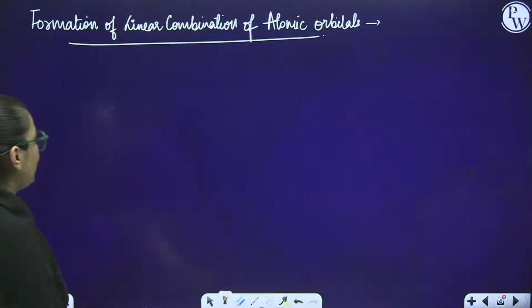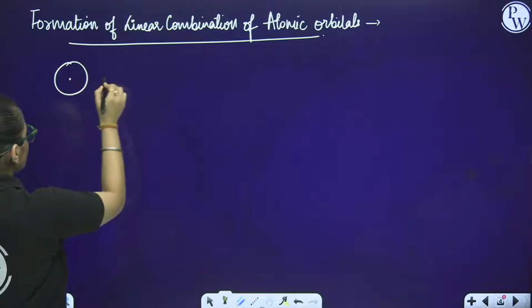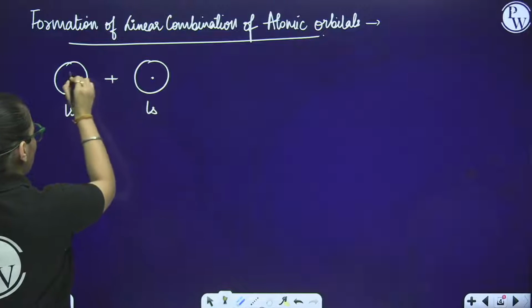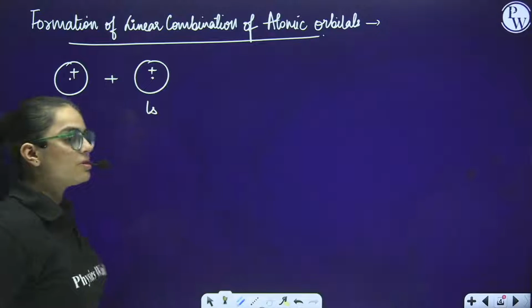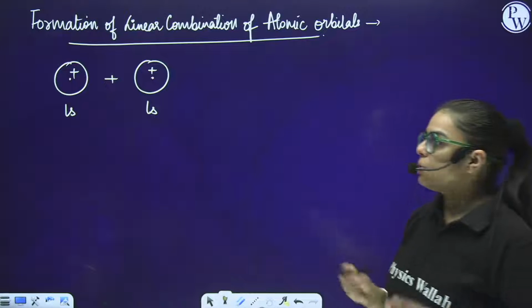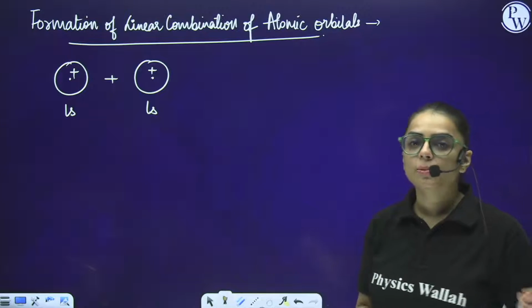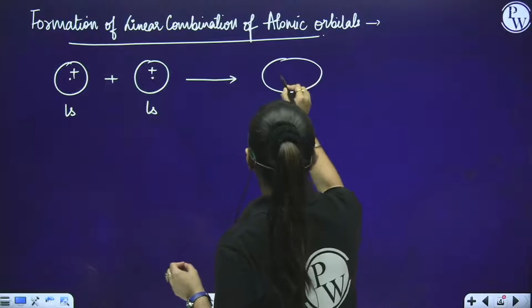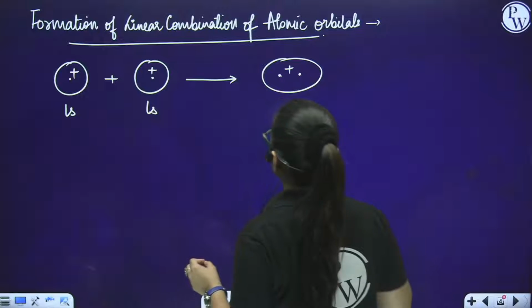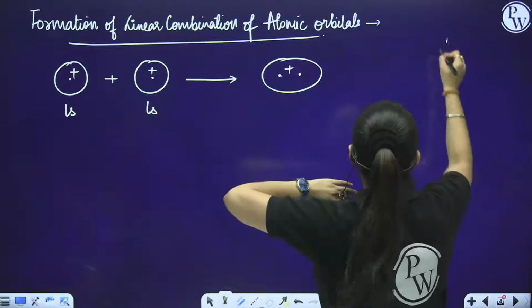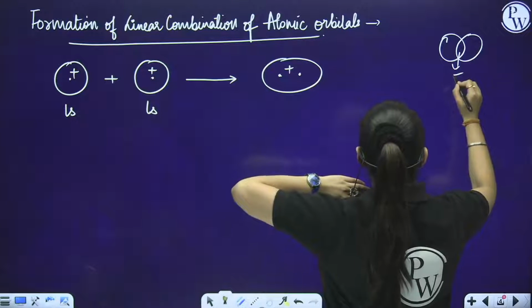See, if I am combining 1s and 1s, and both of them have positive and positive part. Now, what is this positive, negative? They represent the wave functions, you already know. When two positives combine with each other, it will be a constructive interference. They will create like this. If you see the overlapping is like this, you say sigma bond is created.